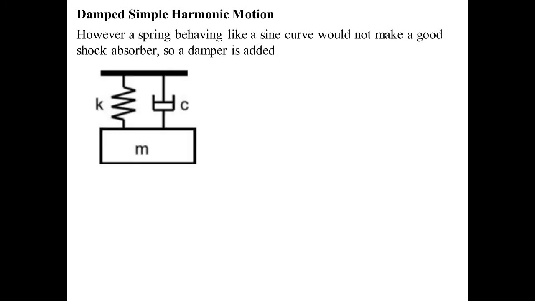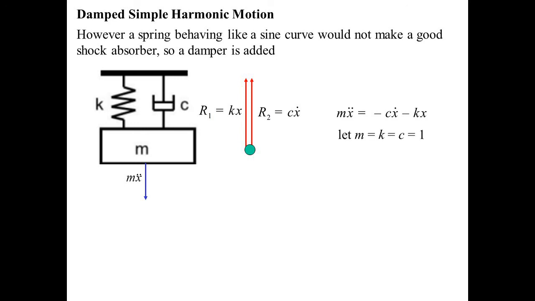So now the problem looks like this, and my resultant force will be going this way. Okay, we will have one resistance called kx, another resistance which will now be c, and that will be times the velocity of x. So now my equation is m x double dot is minus c x dot minus kx. Well, to make life a little bit easier, we'll just let m equal k equal c equal 1. It'll make the maths a little bit nicer.